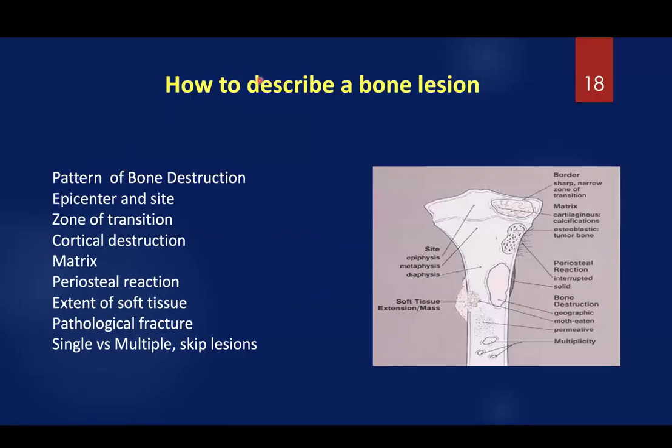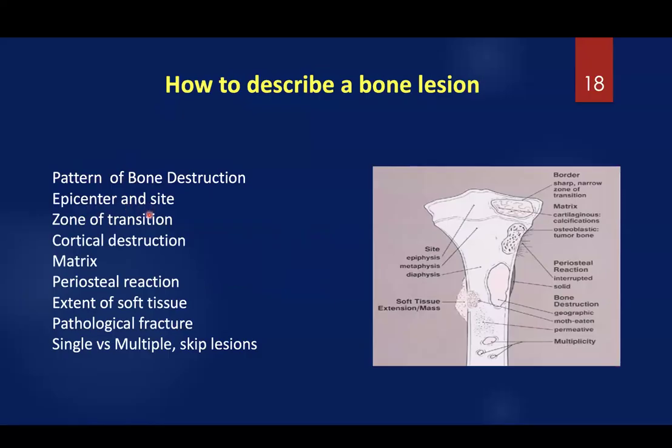So this is how to describe a bone lesion. This is a sum-up of all my lecture. First of all, you need to determine the pattern of bone destruction, and we'll talk about how the bone is destructed. Then the epicenter and the site. The epicenter is where the center of the tumor is.